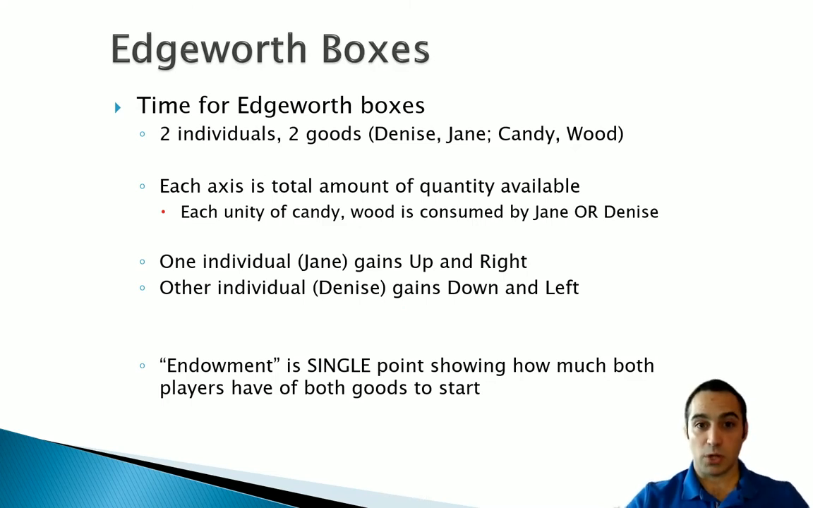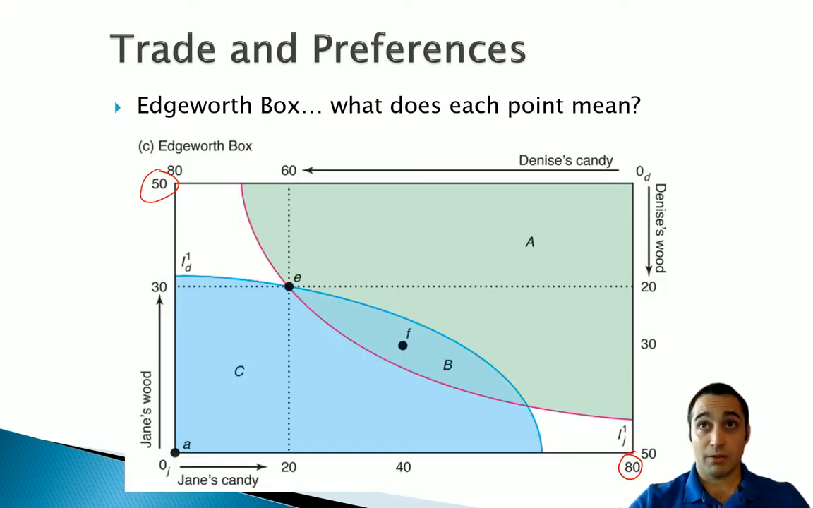Some additional things we should note. Edgeworth boxes are only possible if we have two individuals and two goods. If I have additional individuals, I've got to turn this into a hypercube. Same thing with additional goods, right? I can't map this in 2D, and if you try to map it in additional dimensions, it'll hurt your brain.